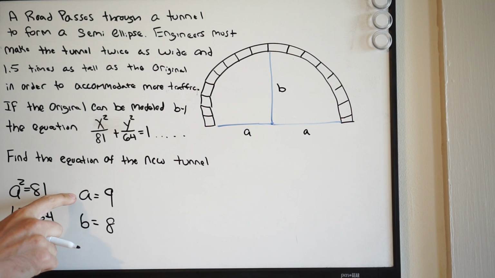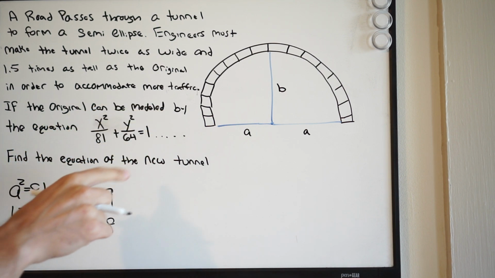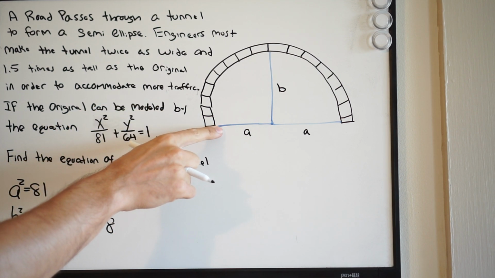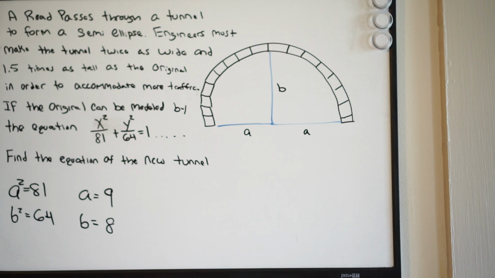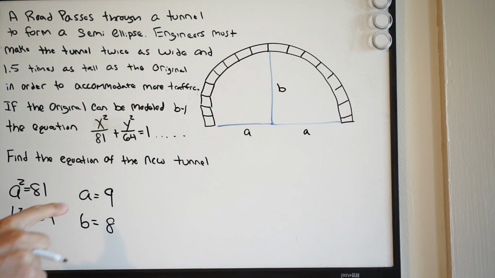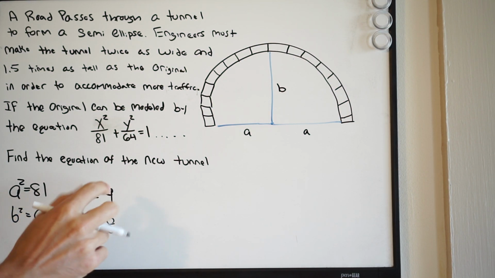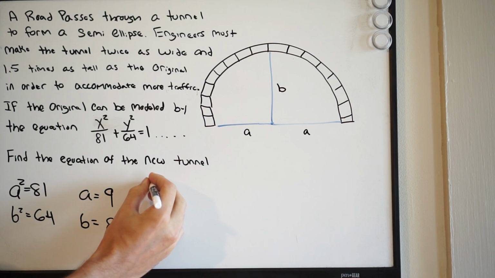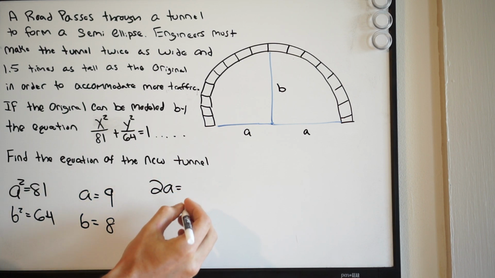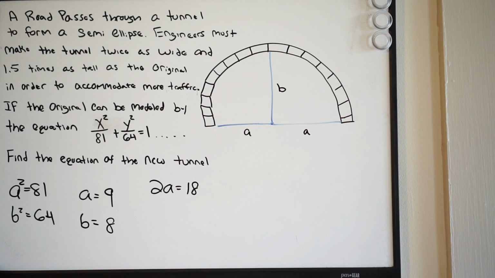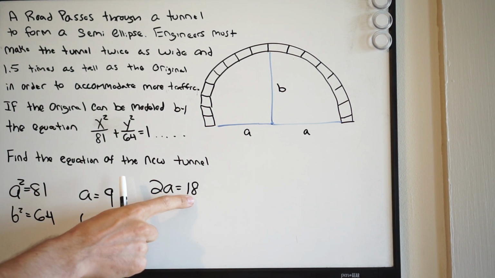So let's just work with the a value. Let's figure out the width of this original tunnel. The width is going to be from here to here, or in other words, 2 times a. Well, I know that a is equal to 9, so if a is equal to 9, 2a must be equal to 18. So looking at this here, we know that the width of the original is going to be 18.